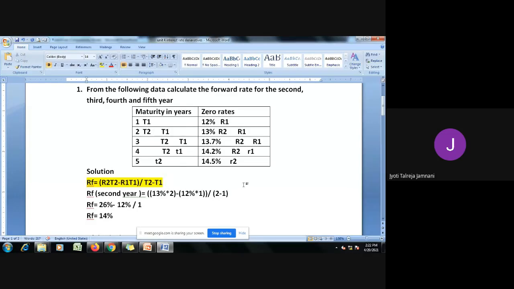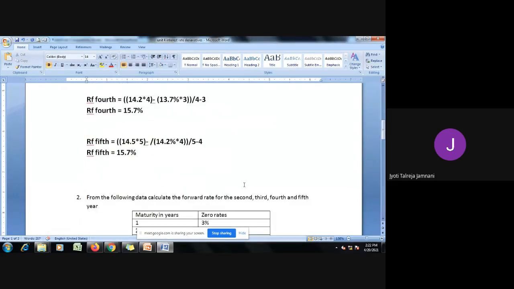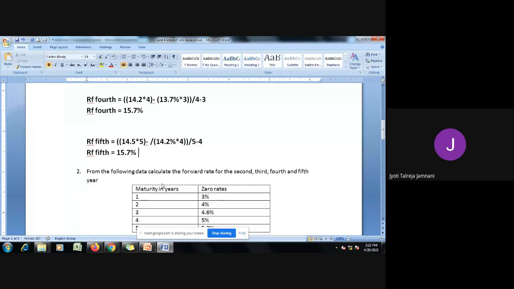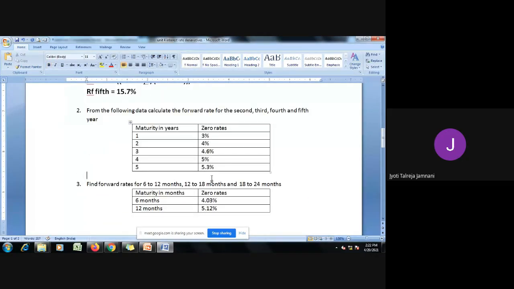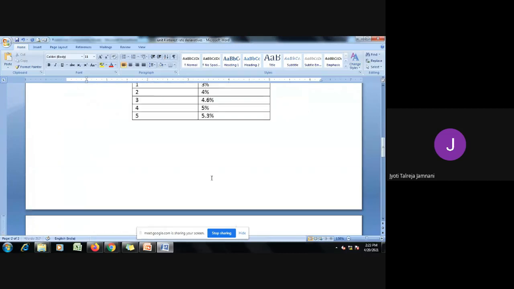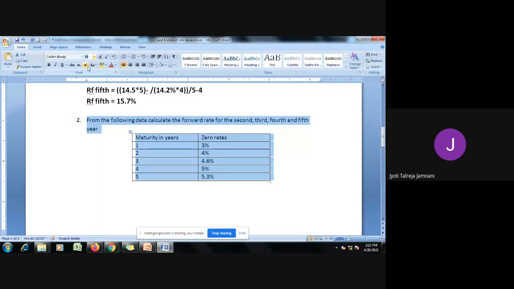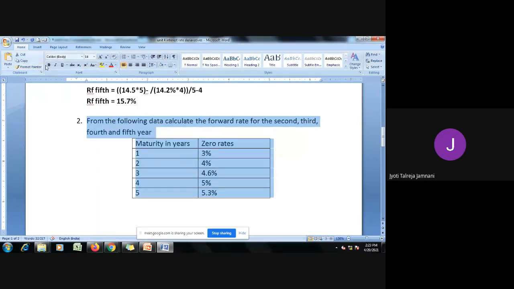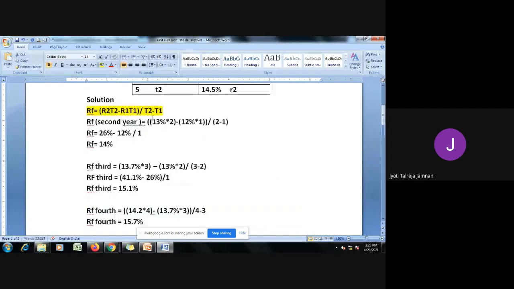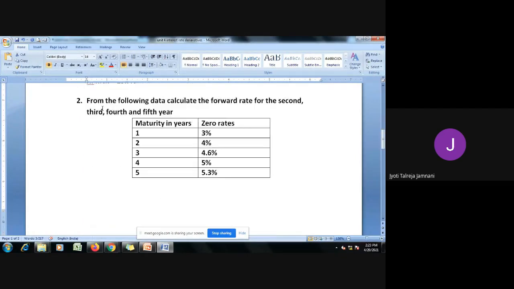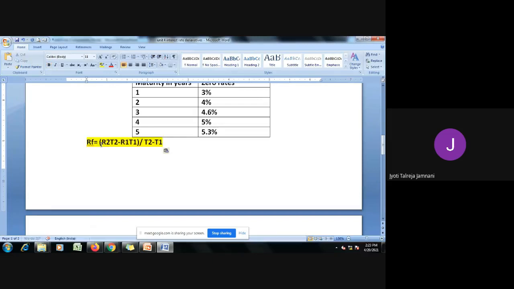Any doubts in the first problem? No, ma'am. Similar way we'll do the second sum. I'll do around 5 to 6 sums, but all are the same pattern. So once you understand the basic formula, there is nothing technical. You need to just put the values correctly and find the forward rates. I'll just copy the formula. We'll do the second sum and we'll wind up for today.